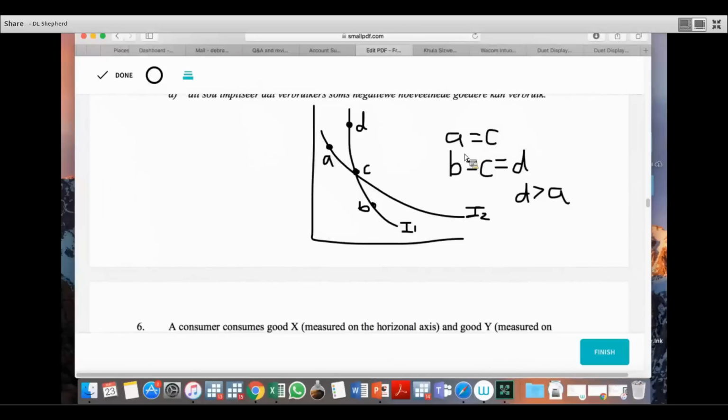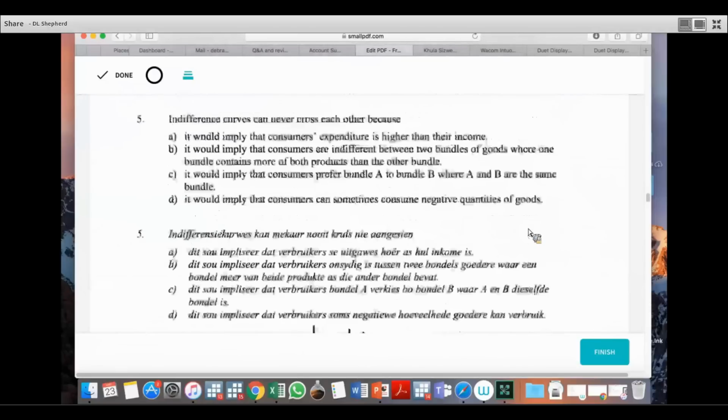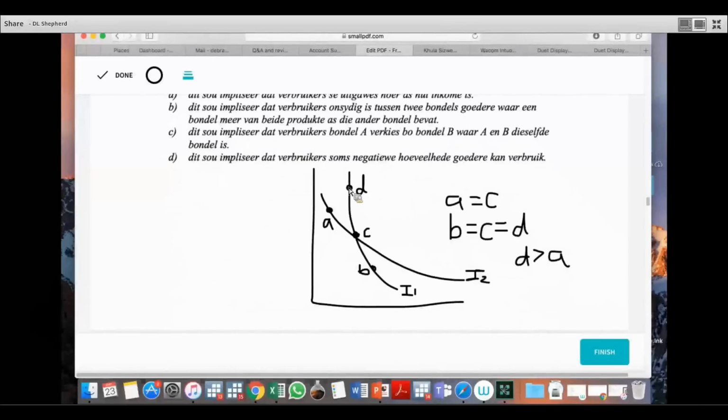But if A is the same as C and C is the same as D, then D and A should be the same. So this basically violates logic. It shouldn't be logically possible that D is preferred to A, but also equal to A. And that is the reason why indifference curves cannot cross. They cannot cross because it would imply that consumers are indifferent between two bundles of goods where one bundle contains more of both products than the other bundle. So this answer B here refers to that comparison of A and D.